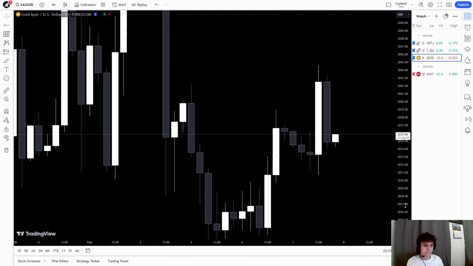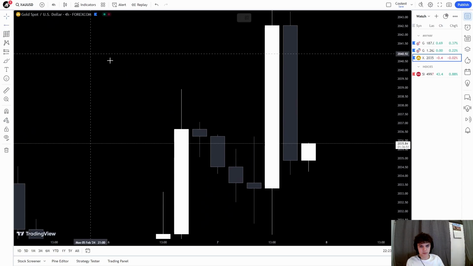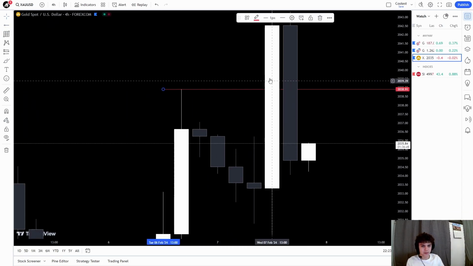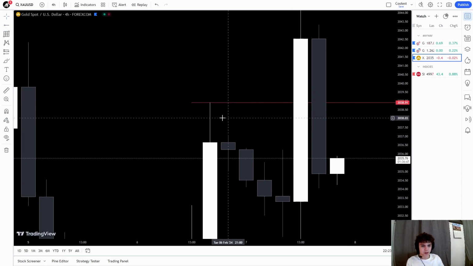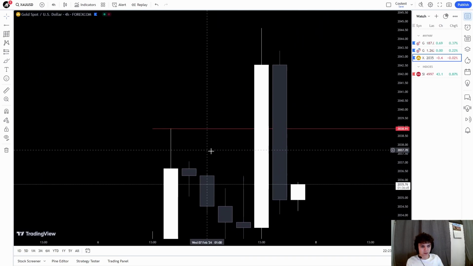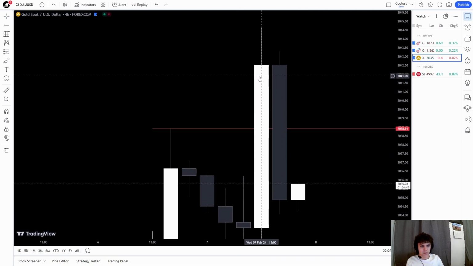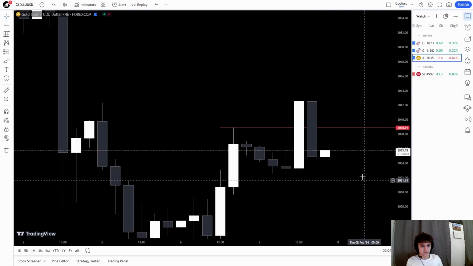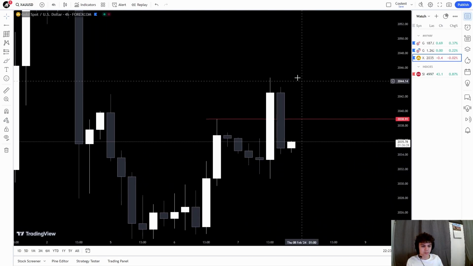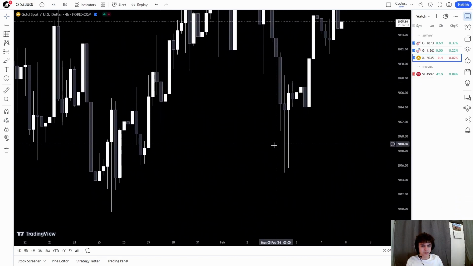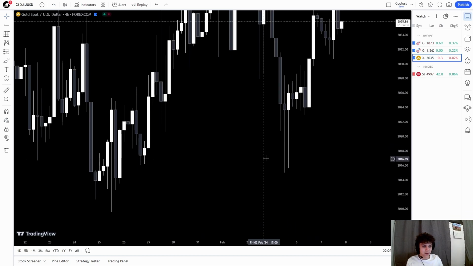Why? As you can see here, a high, an up candle followed by a down candle, then an up candle closure above it. What's most likely to happen? Continue up, because we even swept a lot of liquidity down here.